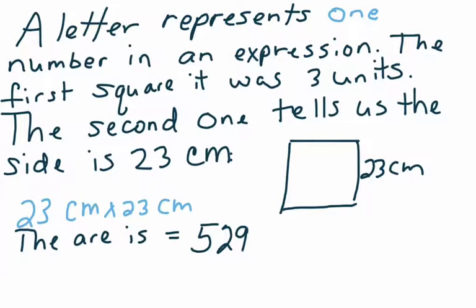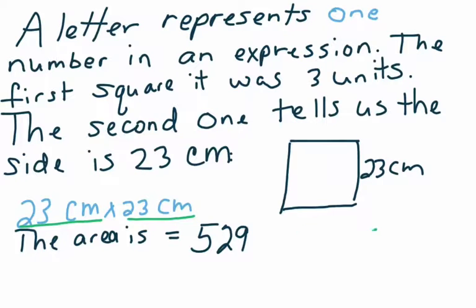A letter represents one number in an expression. The first square, it was 3 units. That's what the number was that it represented. The second one tells us the side is 23 centimeters. Okay, so since we already know that the area equals side squared, you're going to have 23 centimeters times 23 centimeters. Oops, and the area, sorry about that, is 529.